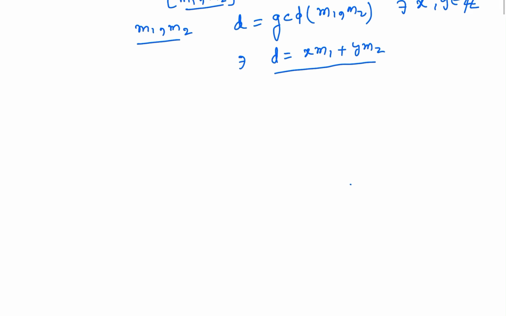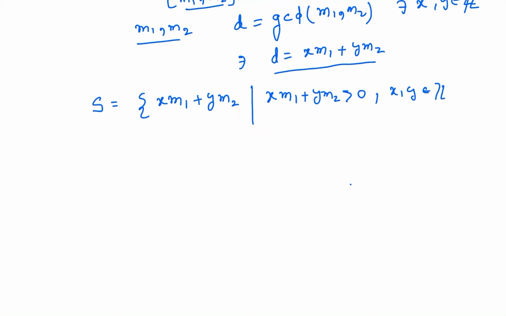So first of all, let us construct a set S such that it consists of elements of the form x m1 plus y m2 such that x m1 plus y m2 are positive, and x comma y belongs to the set of integers. Now let us prove that this set is non-empty.